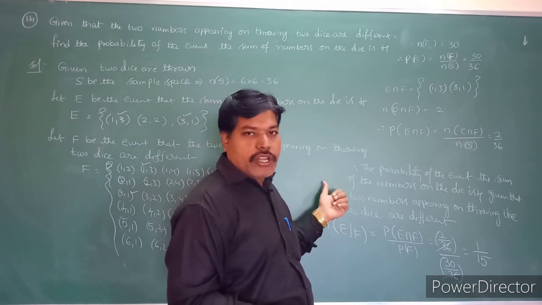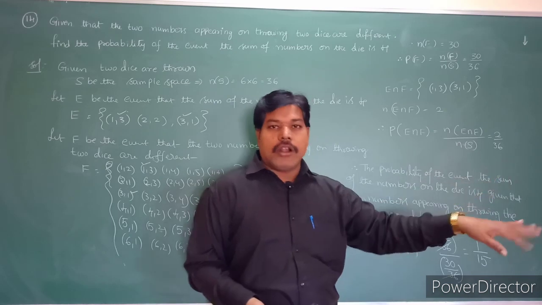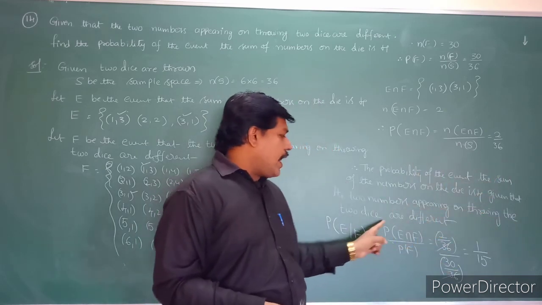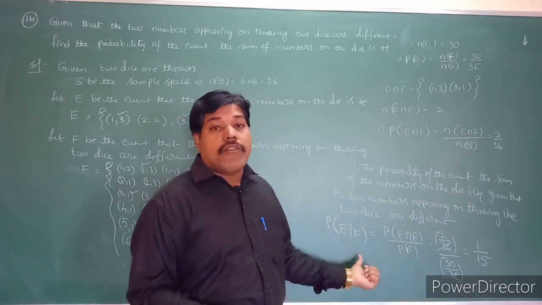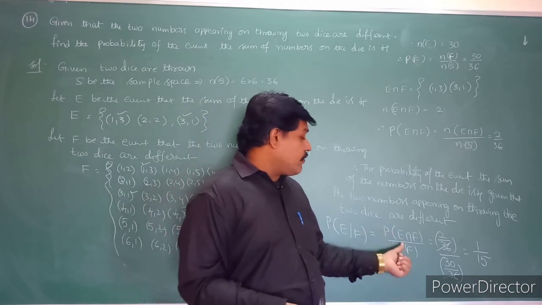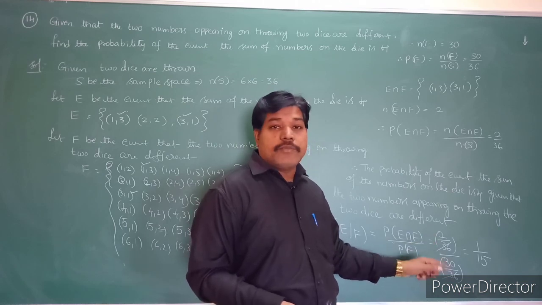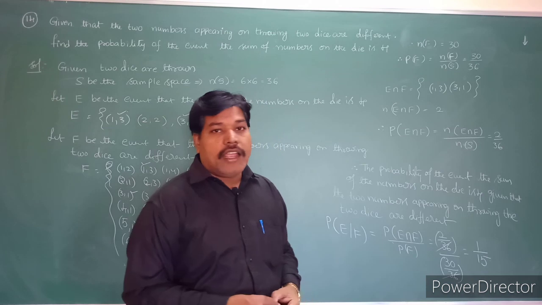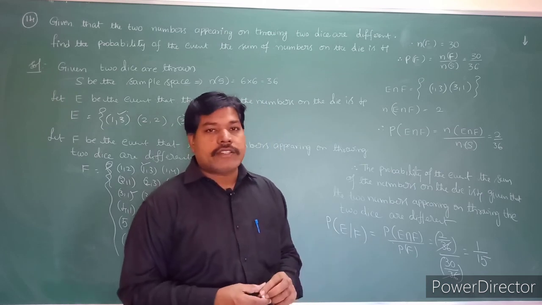So what is the question is, the probability of the event the sum of the numbers on the dice is 4, given that the two numbers appearing on throwing the two dice are different. So that is nothing but the probability of E given F. That is the probability of E intersection F by P of F, which is 2 by 36 by 30 by 36. Just cancel the values, you will get 1 by 15. Okay, so see that question, students.